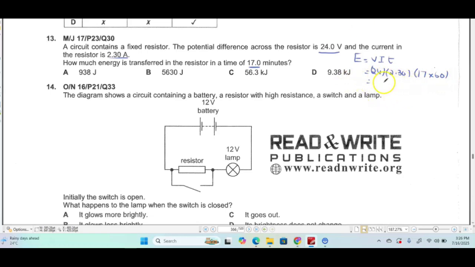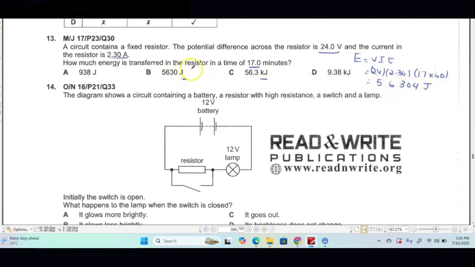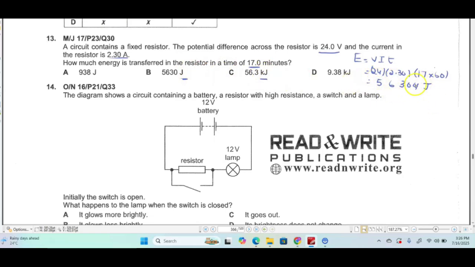When you calculate it, it gives you an answer of 56304 joules. But the answer has to be either in joules or in kilojoules. So if we see that this is 5630 joules, and we have 56,304 joules, we have to look for an answer that converts this. So dividing it by 1000 is going to give us 56.3 kilojoules. Okay, so C is going to be the correct answer.